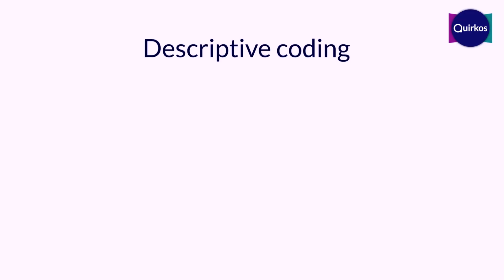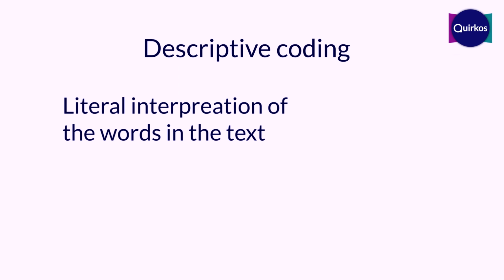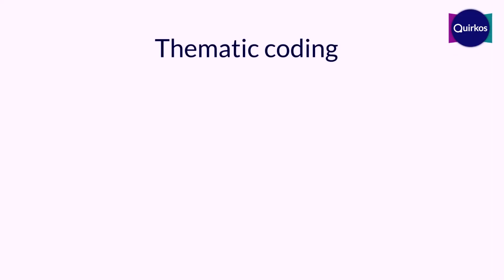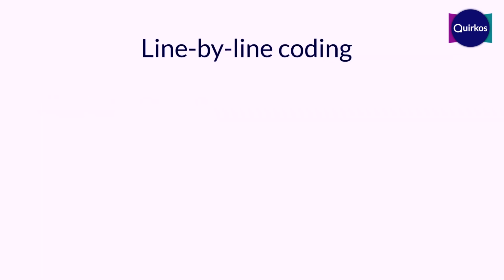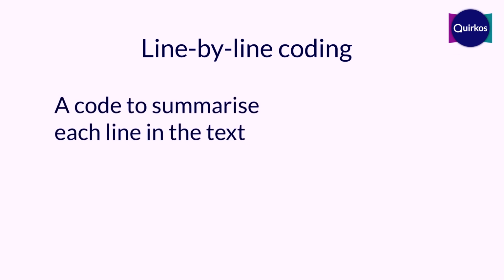The most common is called descriptive coding, and it's about literally coding what's being discussed on a very literal basis. So if somebody says, I like yogurt, you code yogurt and like. There's also thematic coding, where you create themes and codes. We talked about that a little bit already. You can do line-by-line coding, and that's where you assign each line its own code, describing what's going on in that one line or sentence.